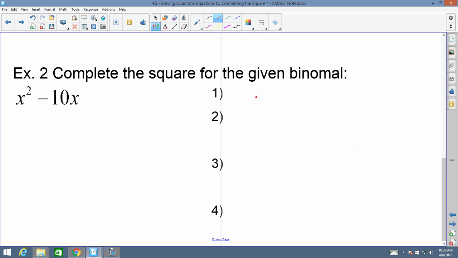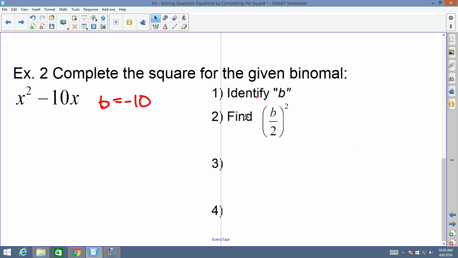So the first thing I'm going to do is identify the b. So what's the b here, guys? B equals negative 10, not x. This is x squared plus bx. B is b, x is x. They're not the same.